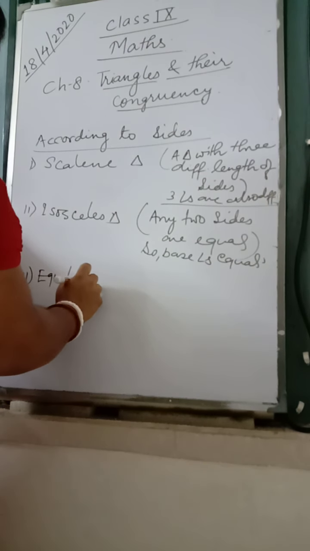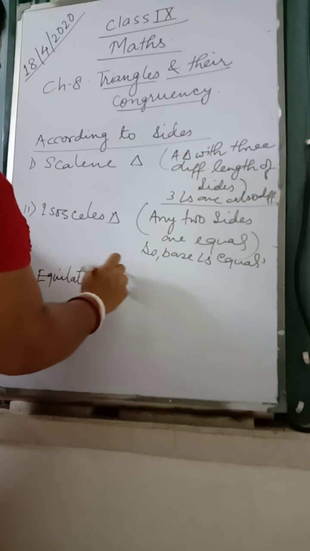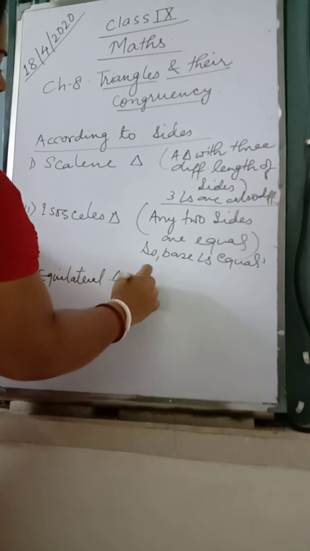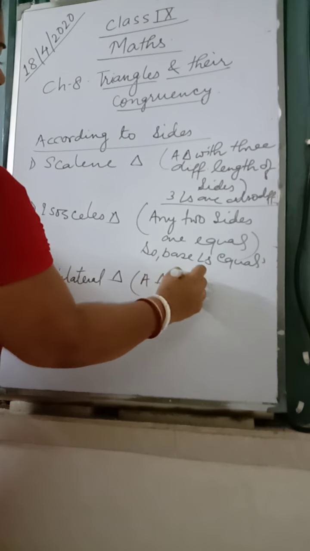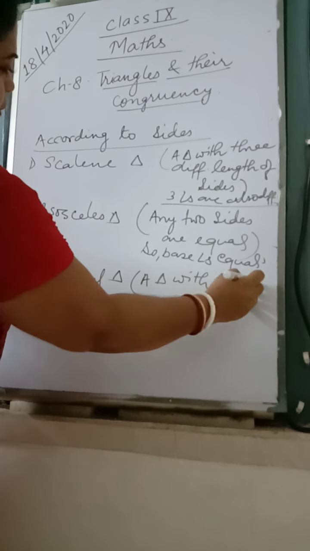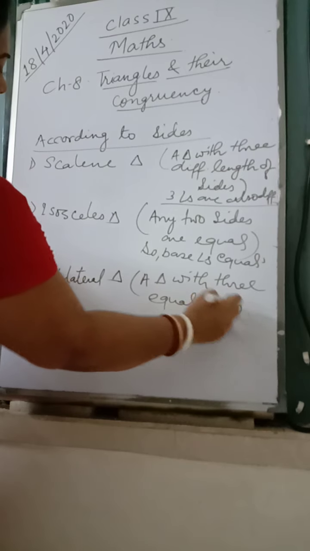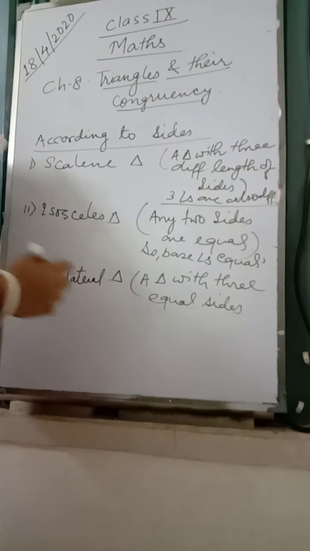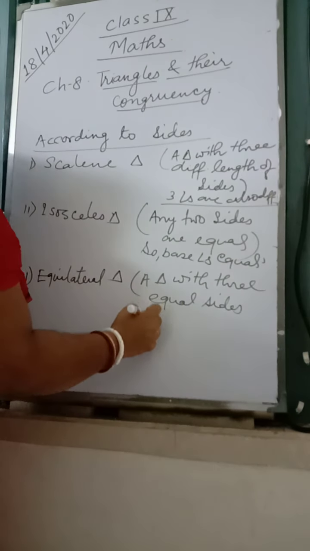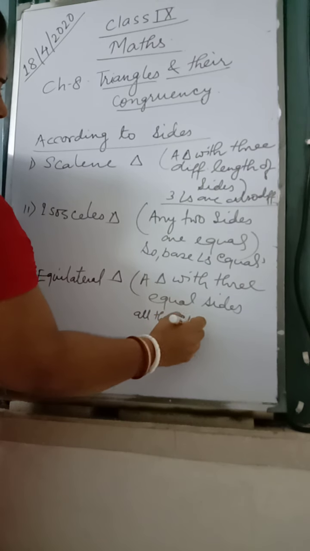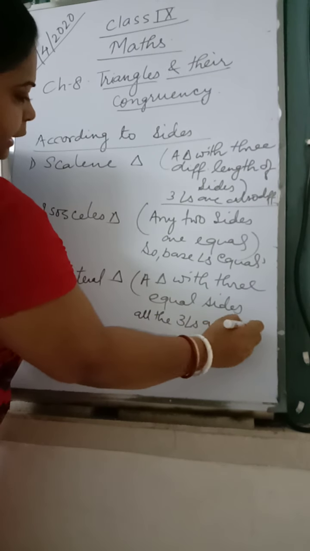What does it mean? A triangle with 3 equal sides. So in this type of triangle, all the angles are also equal. All the 3 angles are equal.